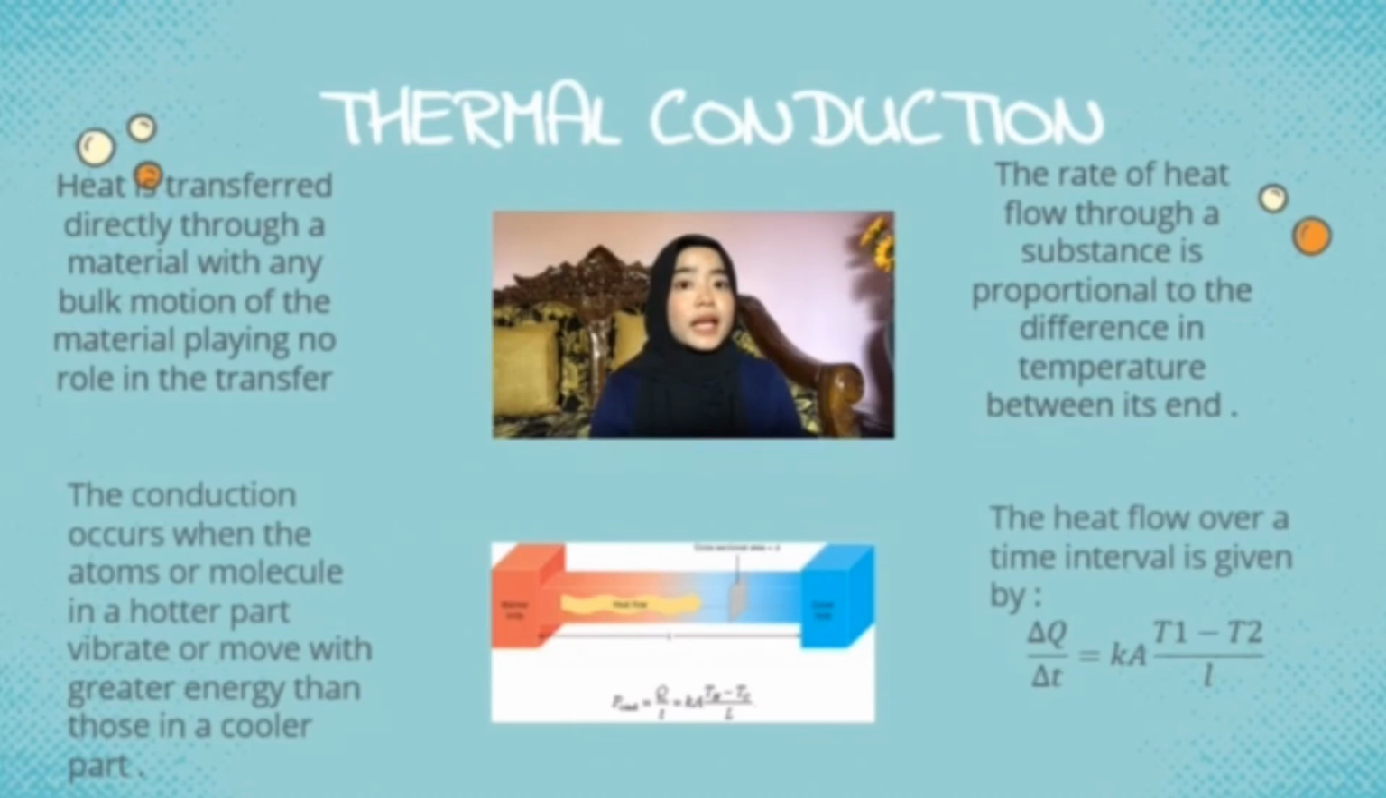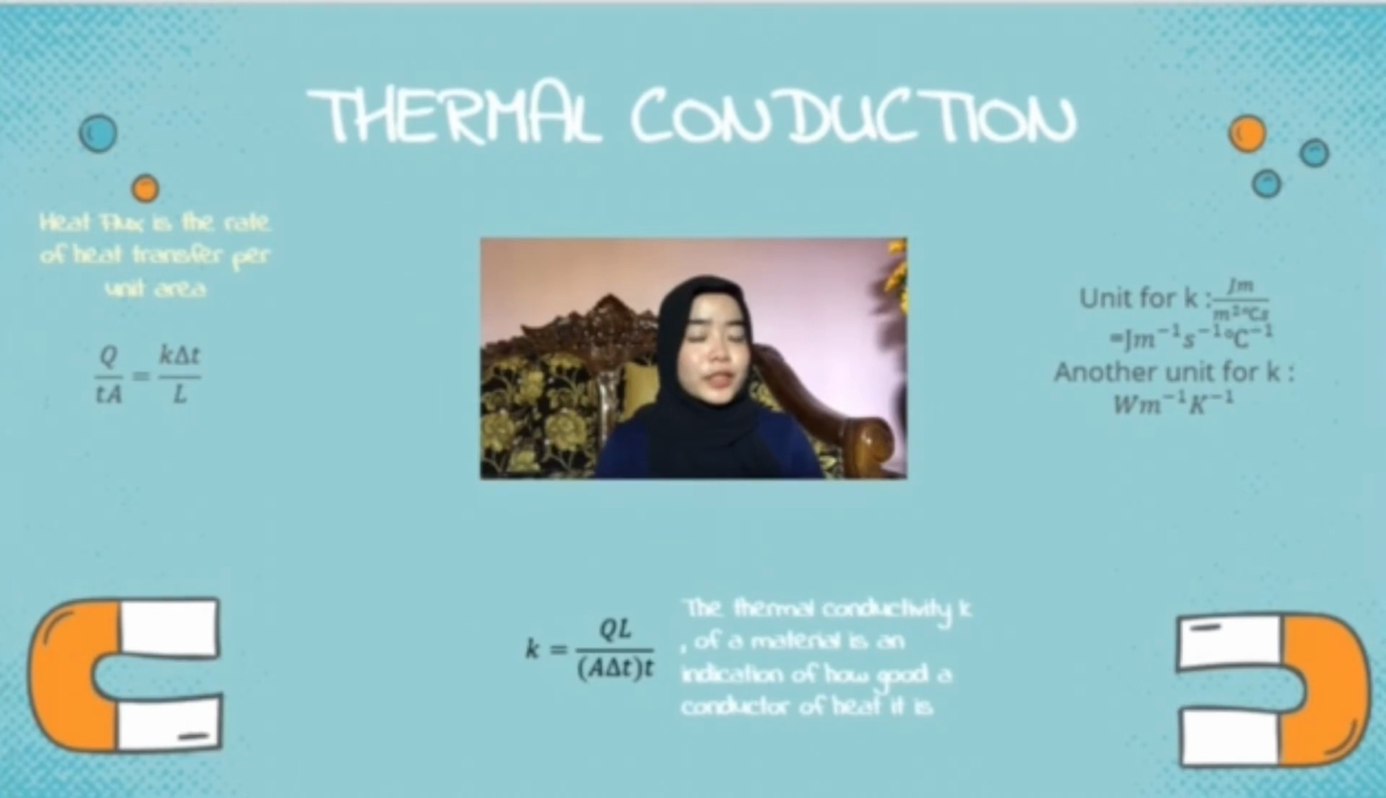Apart from that, the rate of heat flow through a substance is proportional to the difference in temperature between its ends. The heat flow delta Q over a time interval delta t is given by this equation. Heat flux is the rate of heat transfer per unit area. So the equation is Q over tA = k delta T over L.